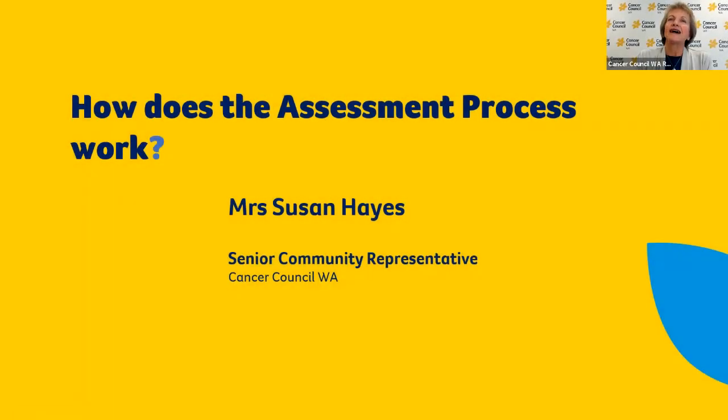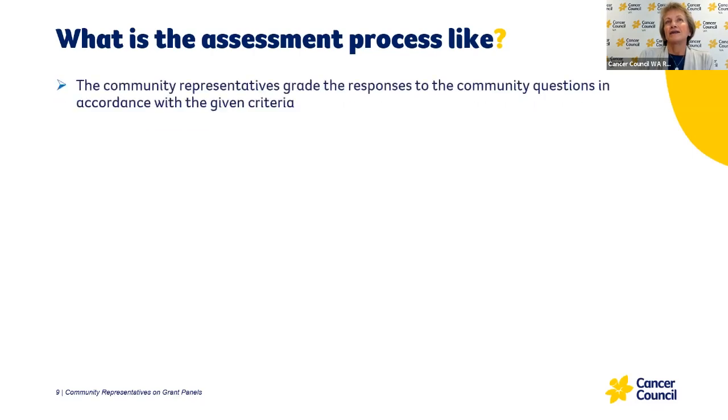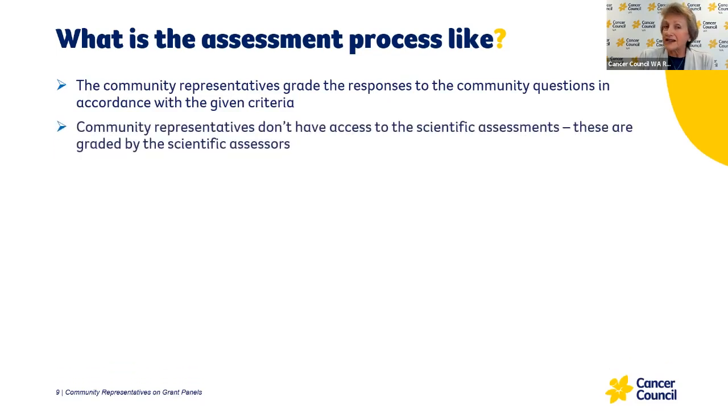Thank you, Dan. I'm going to take you through how the actual assessment process works for community representatives. So the community representatives are sent a batch of grant applications, but only the community question component of it. And we grade those responses in accordance with the given criteria, just as they are published on the website. We don't have access to the scientific assessments. These scientific questions and their answers are graded by the scientific assessors who have the skills and expertise to do so.